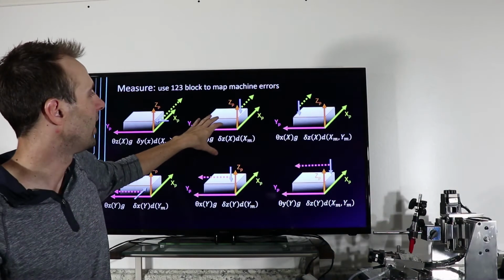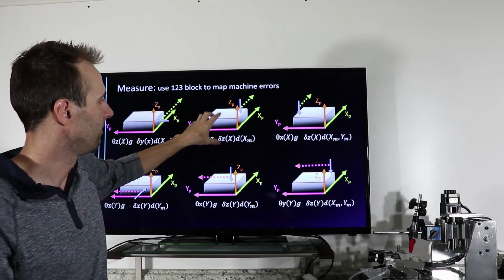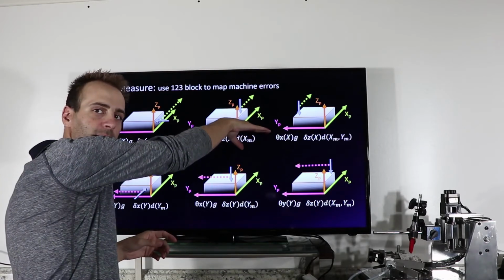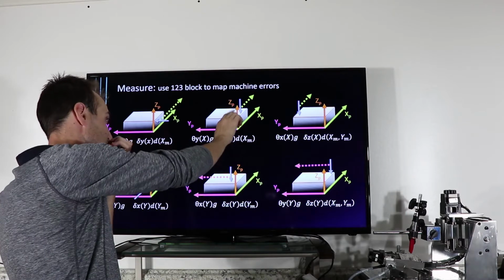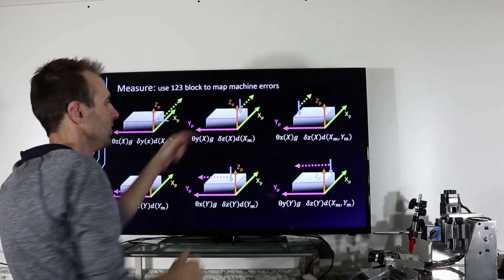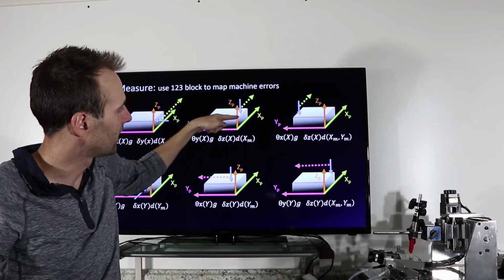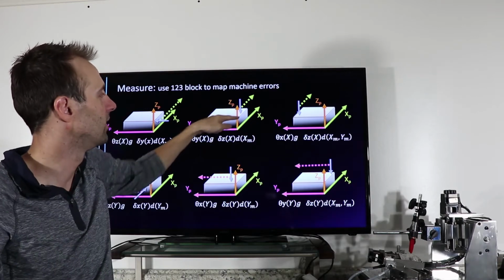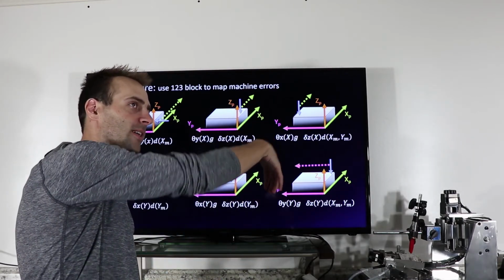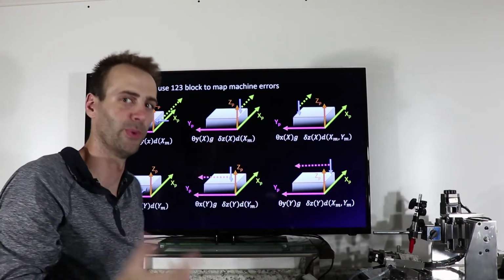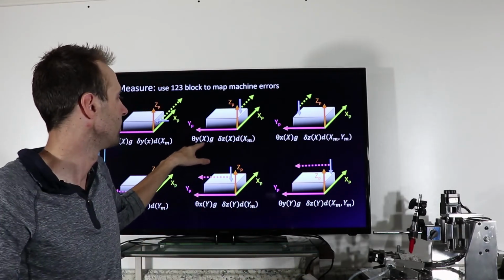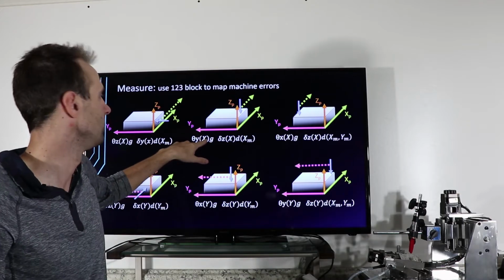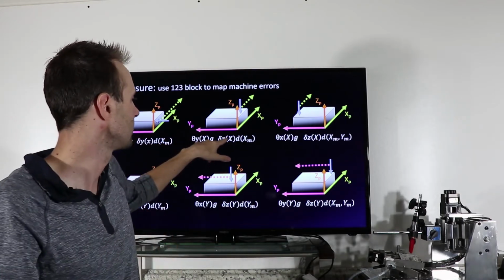rotation around the y-axis, right? So if this block was tipped down around the y-axis, using the right-hand rule, if my indication grows as I move along here, that means my part has a positive rotation around the y-axis, okay? And then again, that's a geometric error relative to the x-axis.